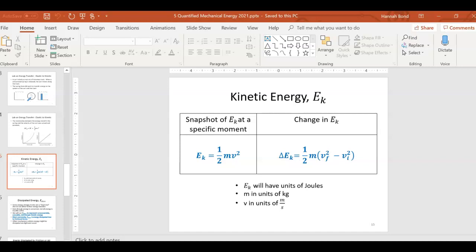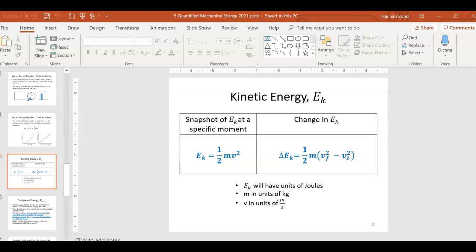On the left is the snapshot. At a particular moment, the kinetic energy is equal to 1/2 times the mass of the object times the square of its velocity. And if you want to talk about the change in kinetic energy, it will be 1/2 times the mass times the final velocity squared minus the initial velocity squared. Notice that I'm subtracting the squares of the velocities. I'm not taking the difference between the velocities and then squaring that difference. It's very important to look at this formula.